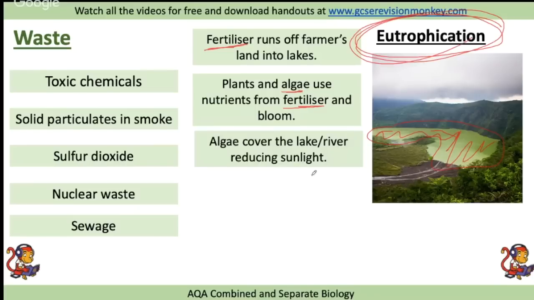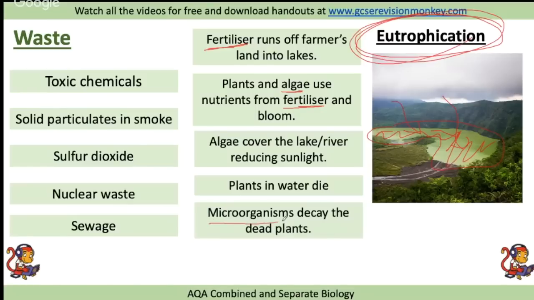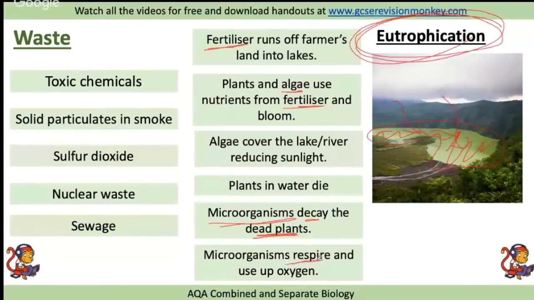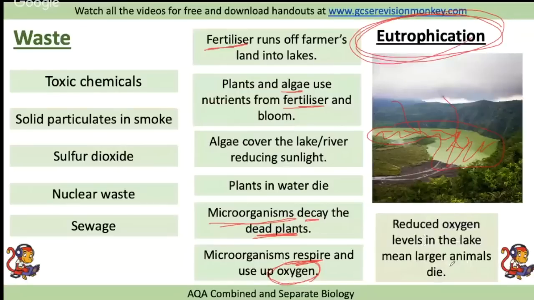When they cover the lake, this reduces the sunlight that can get in. And this means that the plants in the water die because they can't do photosynthesis anymore. Again, relating to microorganisms now, the microorganisms that are in the lake decay the dead plants. And the link that I made before, these microorganisms respire. And when they do that, they use up the oxygen in the lake. And this can cause lots of larger animals to die, like the larger fish, because the oxygen levels get so low.